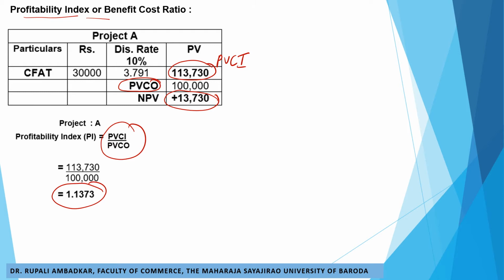Now, profitability index is also called the benefit to cost ratio. We can say this is benefit and this is cost. We also say that profitability index indicates return per rupee invested in terms of present value, which means that if we are investing rupee 1 in project A, it is going to generate 1.1373 in terms of present value. So we can say that it indicates return per rupee invested in terms of present value.